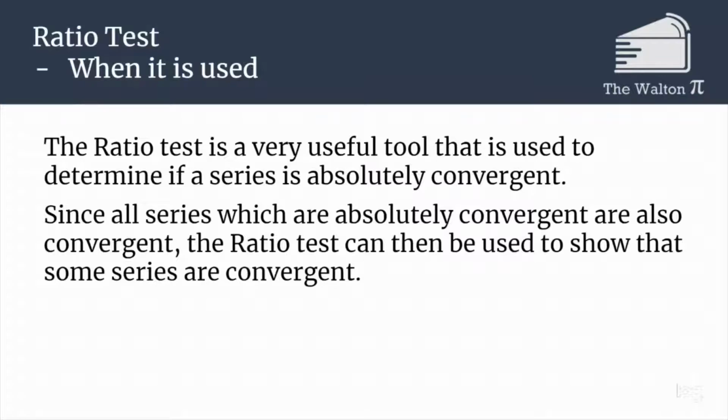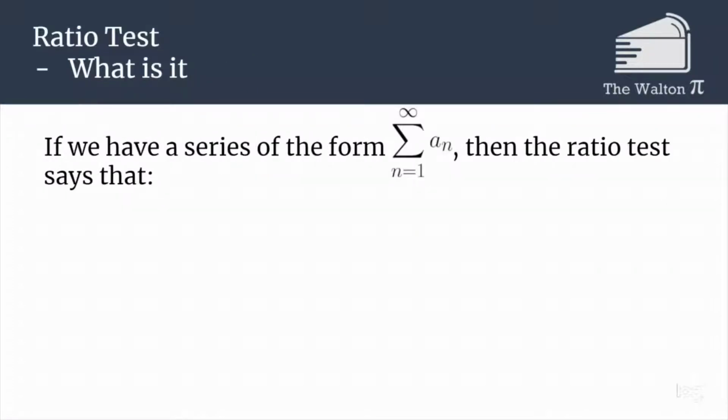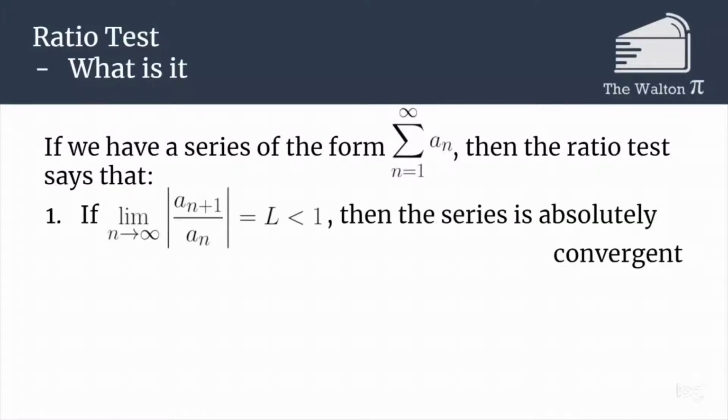Note that this means that this is not going to give us a result for series that are convergent but not absolutely convergent. So if we have a series of the form, the sum from n equals 1 to infinity of a sub n, the ratio test tells us that if the limit as n goes to infinity of the absolute value of a sub n plus 1 over a sub n is equal to some limit which is less than 1, then the series is absolutely convergent.